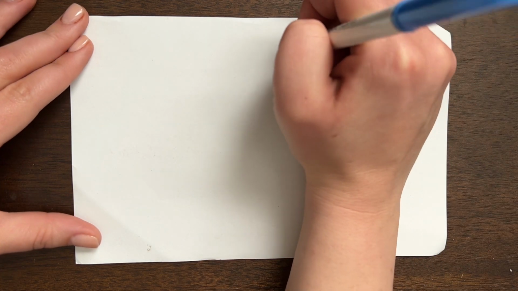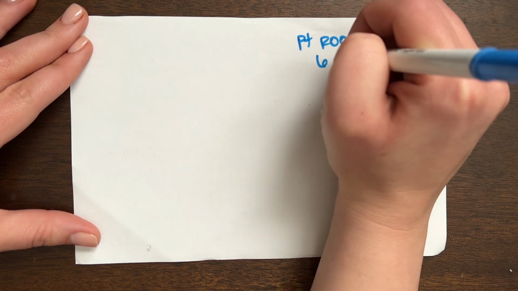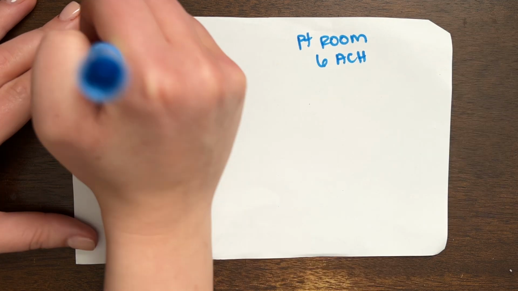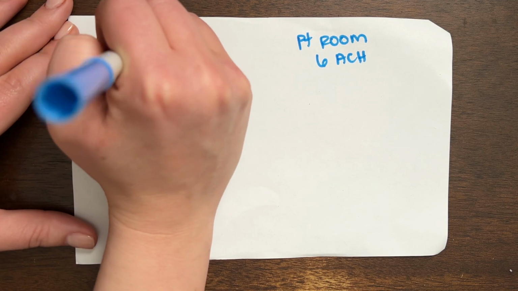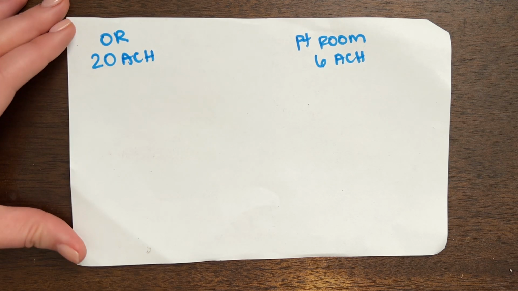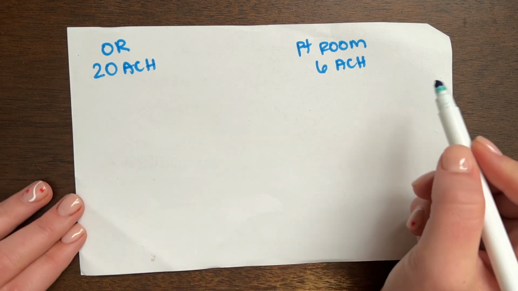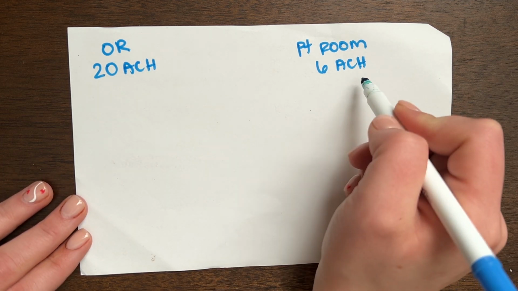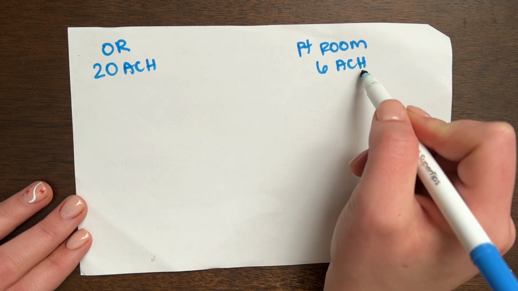So, for example, a patient room that requires 6 air changes, and an operating room requires 20 air changes. Okay, so we want to talk about what that means. So air changes are basically requirements of air that needs to be distributed into a volume of space every hour.